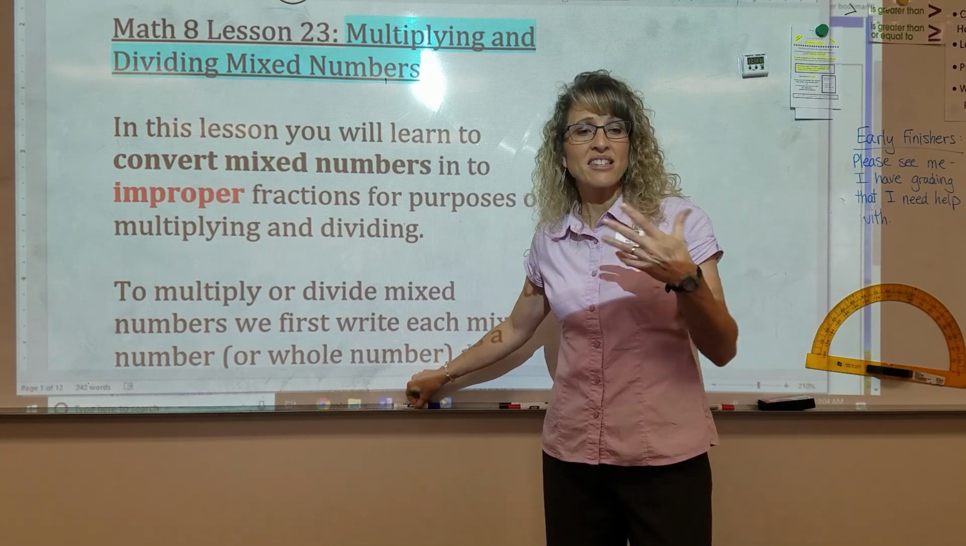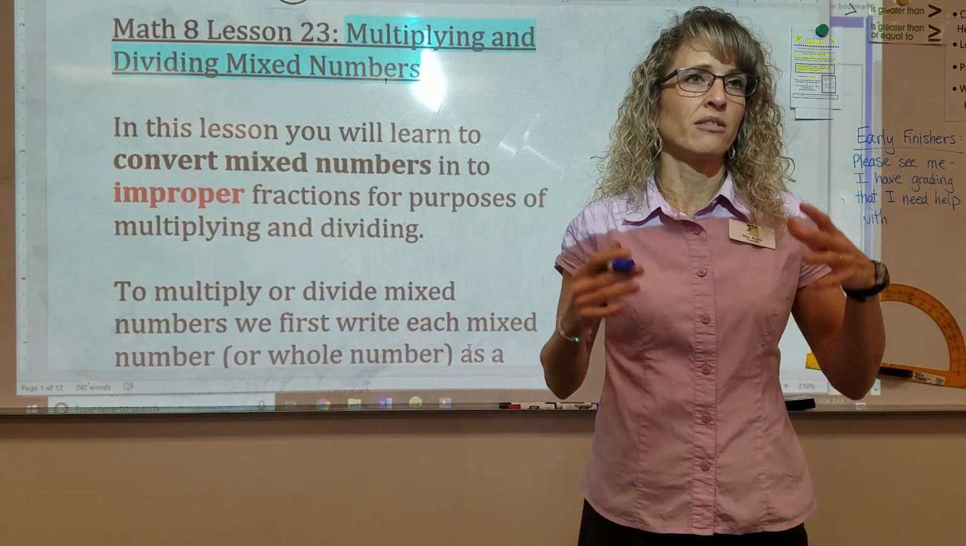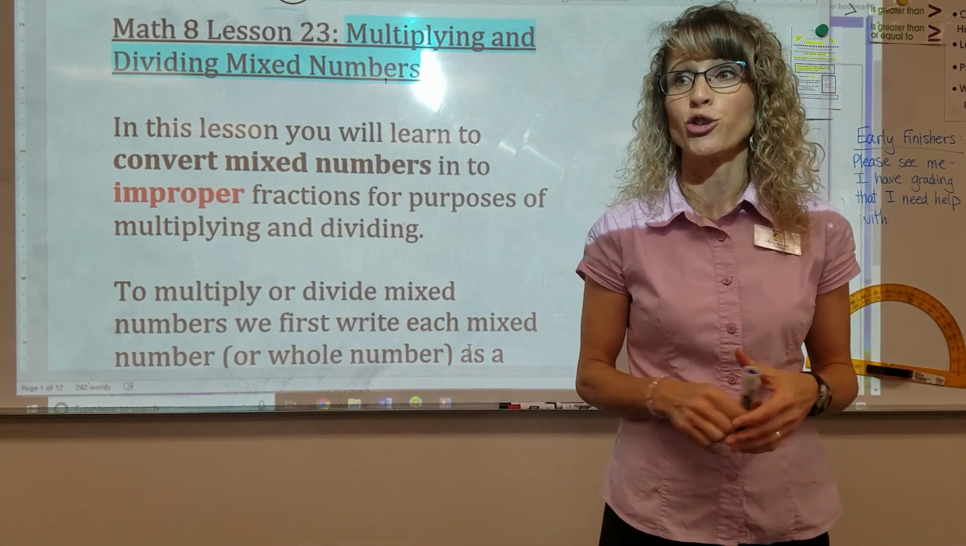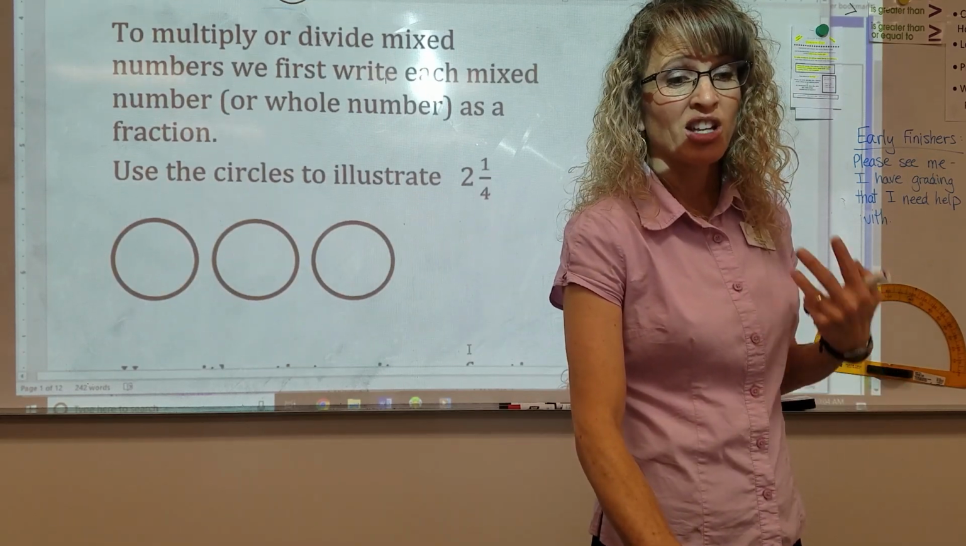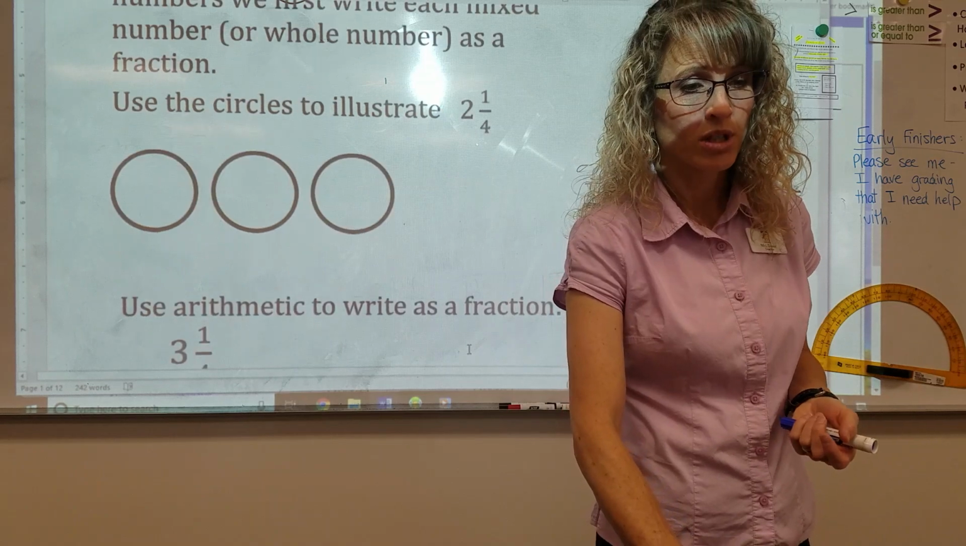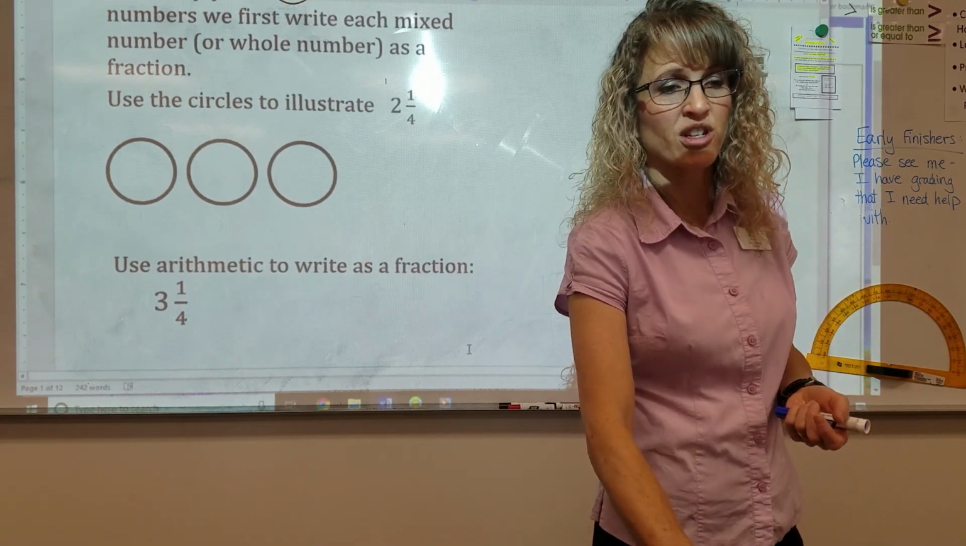Very good. Now, last time we talked about how to multiply and divide improper fractions and fractions. Today we're going to do mixed numbers. So the main idea is we've got to convert our fraction into something that we can multiply. So we're going to be converting mixed numbers into impropers.